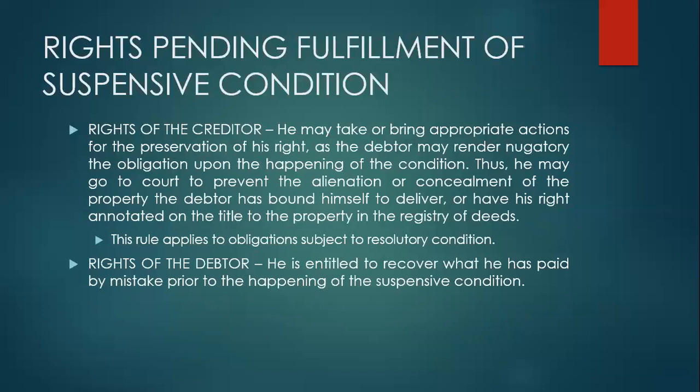So what are the rights pending fulfillment of suspensive condition? The creditor may take or bring appropriate actions for the preservation of his right, as the debtor may render nugatory the obligation upon the happening of the condition. Thus, he may go to court to prevent the alienation or concealment of the property the debtor has bound himself to deliver, or have his right annotated on the title to the property in the registry of deeds. This rule applies to obligations subject to resolutory condition.